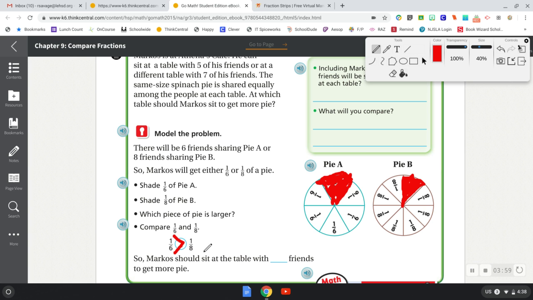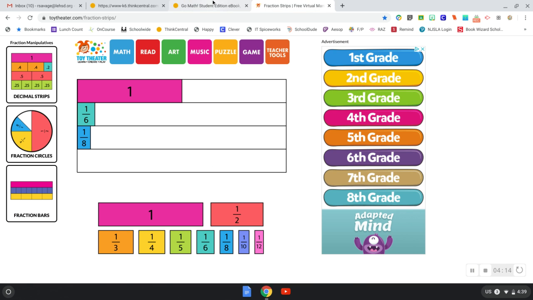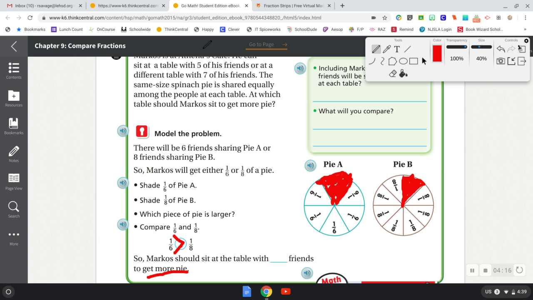All right, so Marcos should sit at the table with how many friends to get more? It matters here what Marcos wants. If he wants more pie, he's going to sit at the table where he's going to get more pie, which we figured out from the strips and from the pictures is with 6 of his friends.